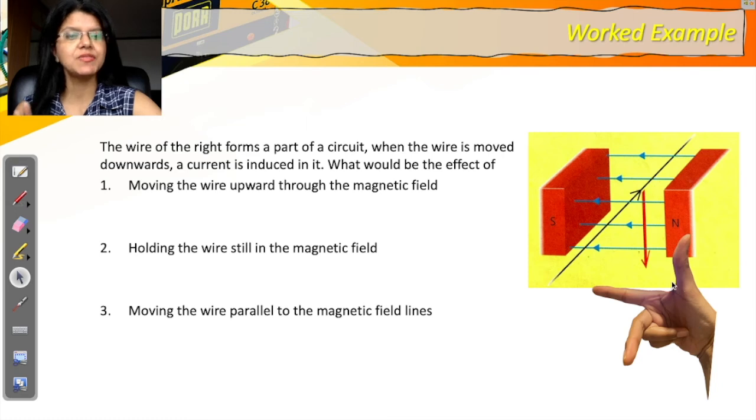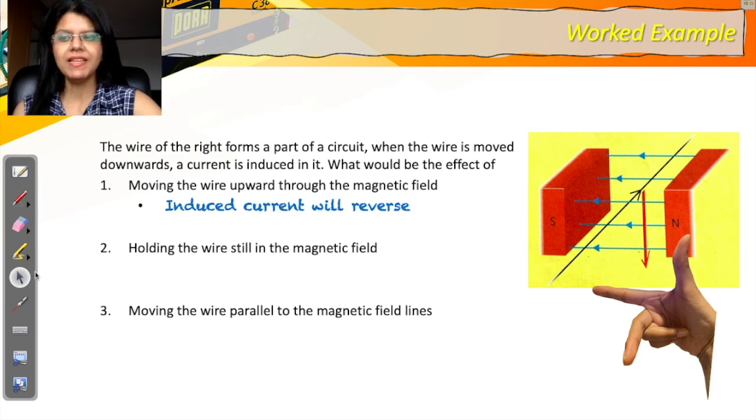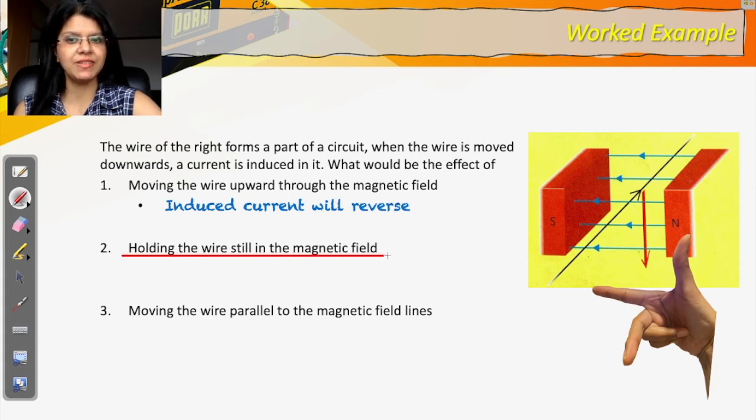Use Fleming's right hand rule. What do you figure out? The induced current will reverse. Question number 2: holding the wire still in the magnetic field. If you're not moving the wire, what happens? There is no current produced.